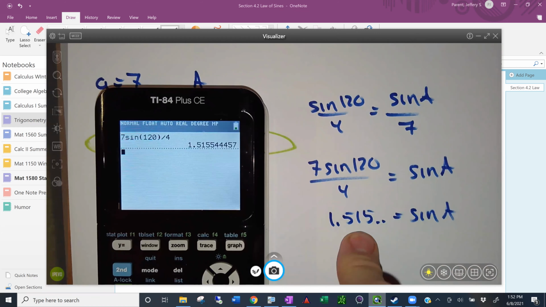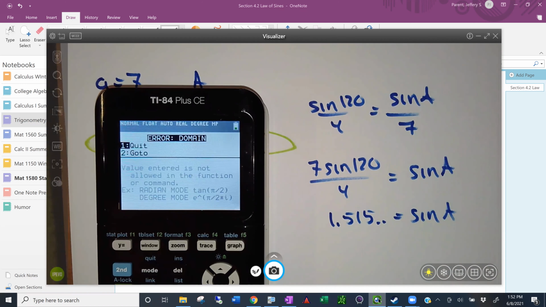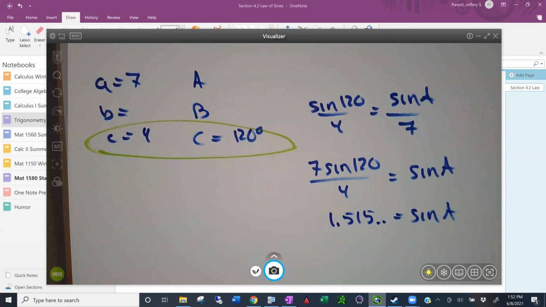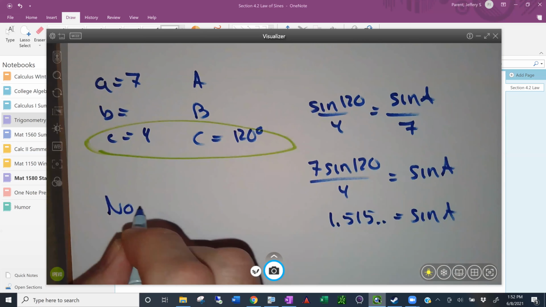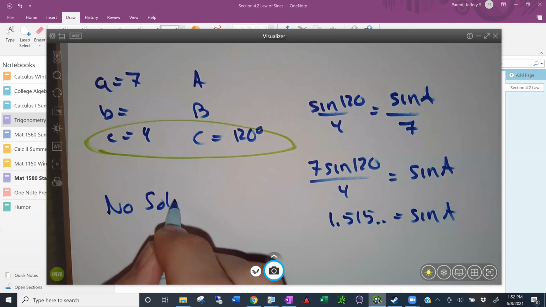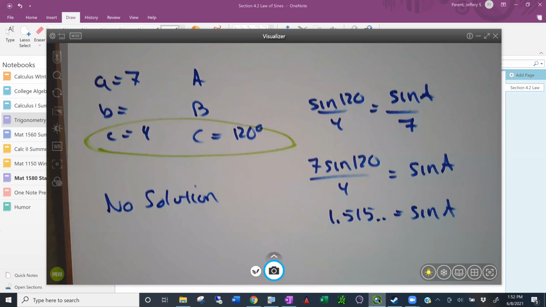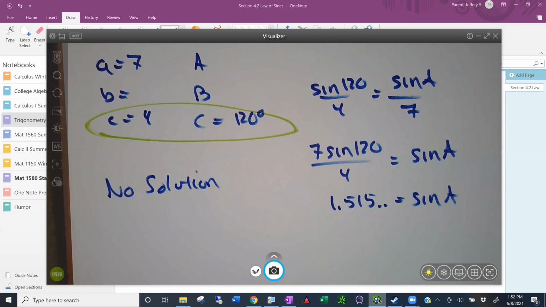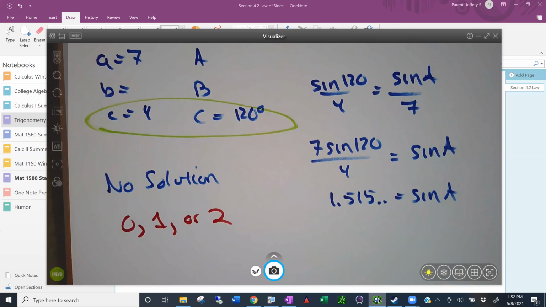That's too big. In fact, if you try to do the inverse sine of that, you say, okay, inverse sine of my previous answer, and it should give you a domain error. Oops. And that's just screaming out at you that there's no solution. You can't form a triangle with this information, no solution. And what you should keep in mind is that when you're solving triangles, there's going to be 0, 1, or 2 possibilities that you can run into when you're using the law of sines.